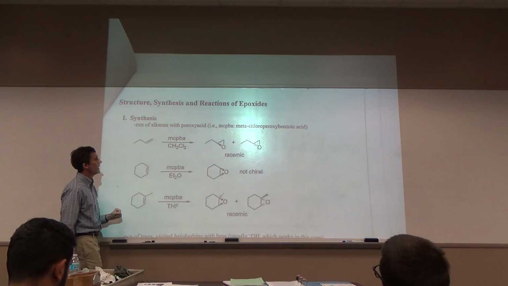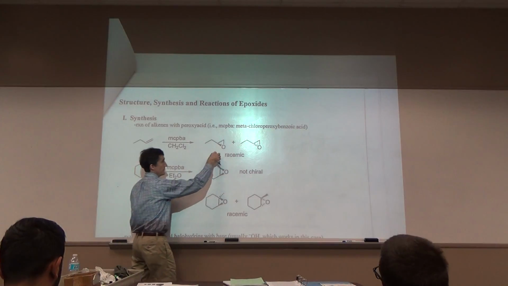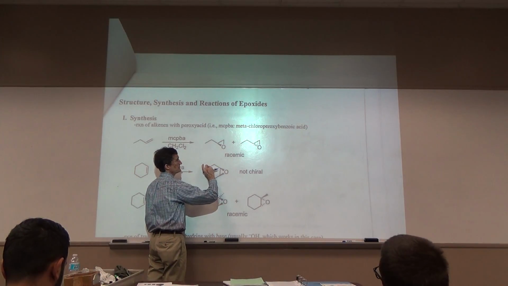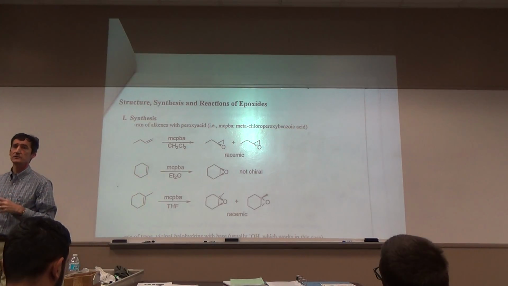Metachloroperoxybenzoic acid. All right, we can get two different epoxides because the structure is chiral, and so you're going to get both. You get a racemic mixture of your two epoxides.